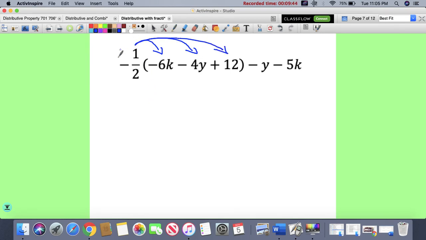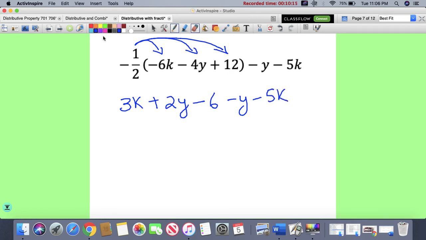So let's do that. It's going to be negative times a negative, which is a positive. I don't need to write that, but I'll write it. And what's half of 6? Half of 6 is 3k. Negative times a negative is a positive again. And half of 4 is 2y. So that one is easy. I'm going to erase this because now you don't need it. And then the last one, negative times a positive is a negative. And what's half of 12? It's 6. And then I'm going to write the negative y and minus 5k.